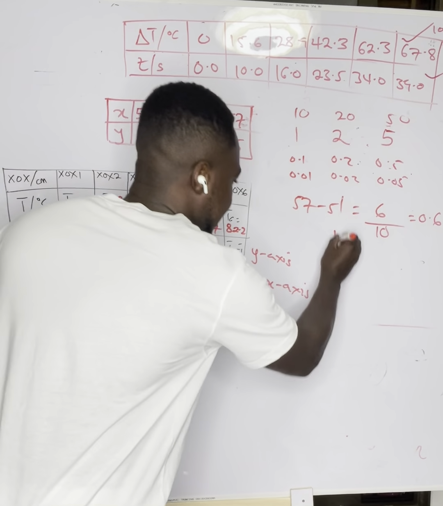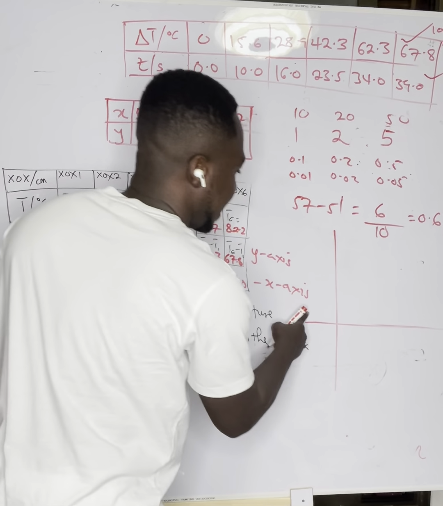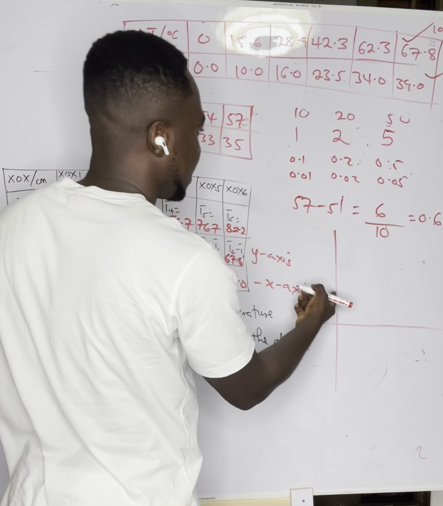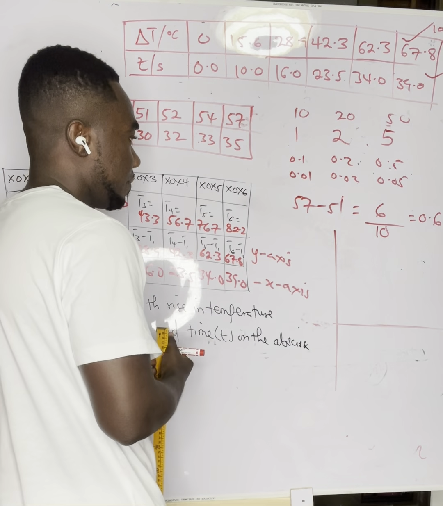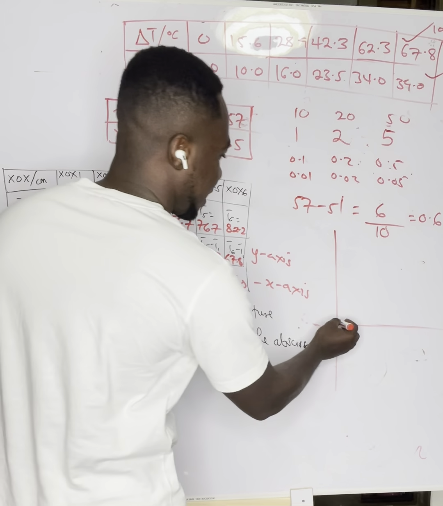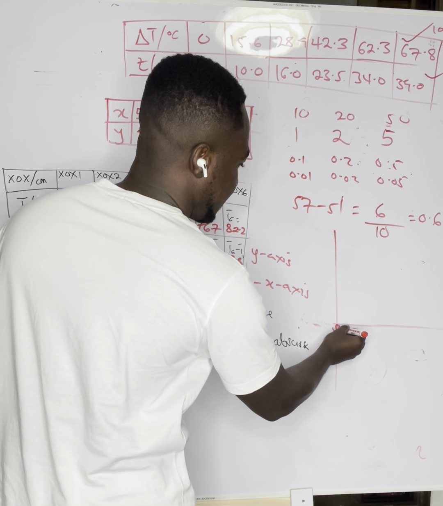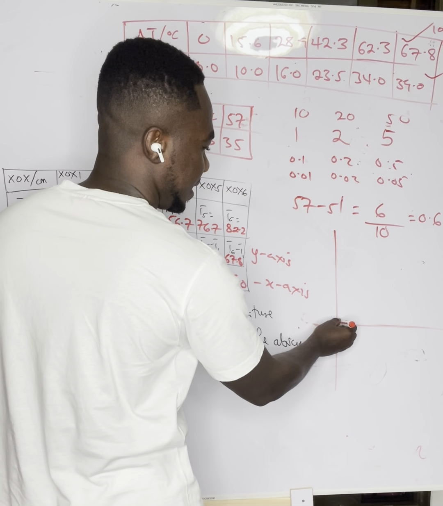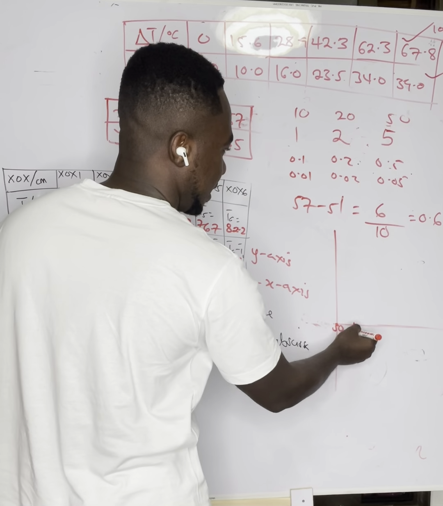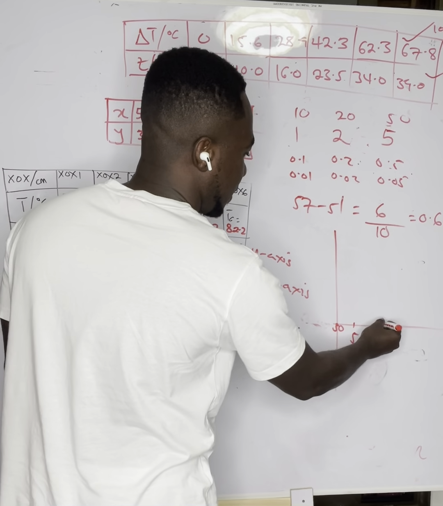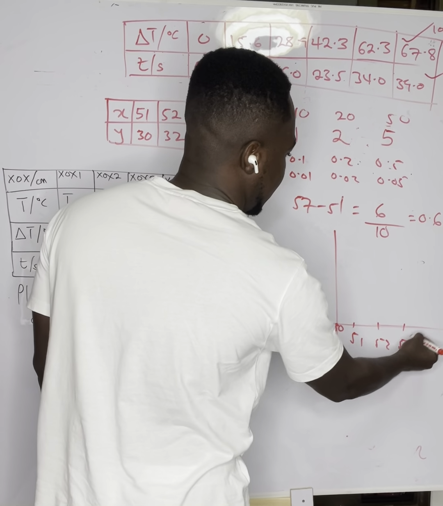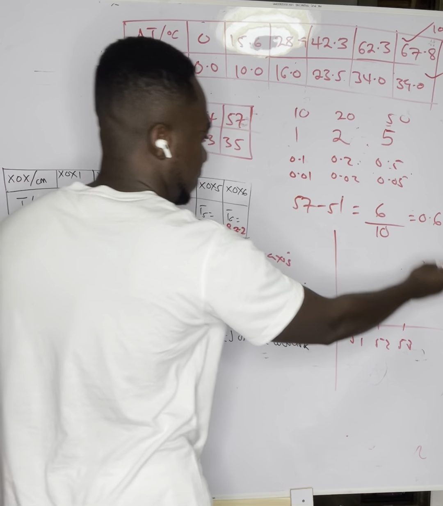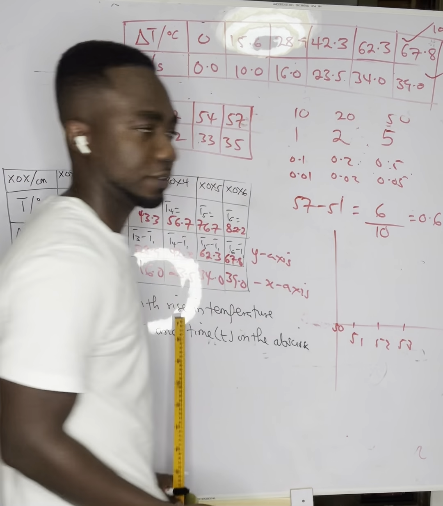So for your x-axis, you can do something like this. Instead of starting from 0, we cut off all the values from 0 to 50. So you can start here at 50 from the origin. Instead of the origin starting from 0, it starts at 50, then the next intervals of 1: 51, 52, 53, up to your last one, which is 57.